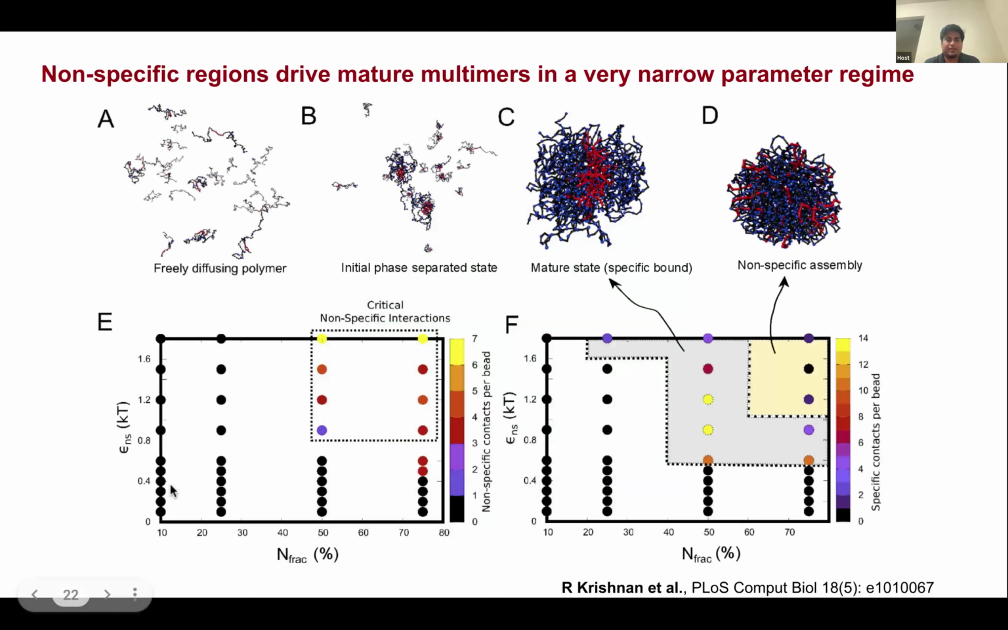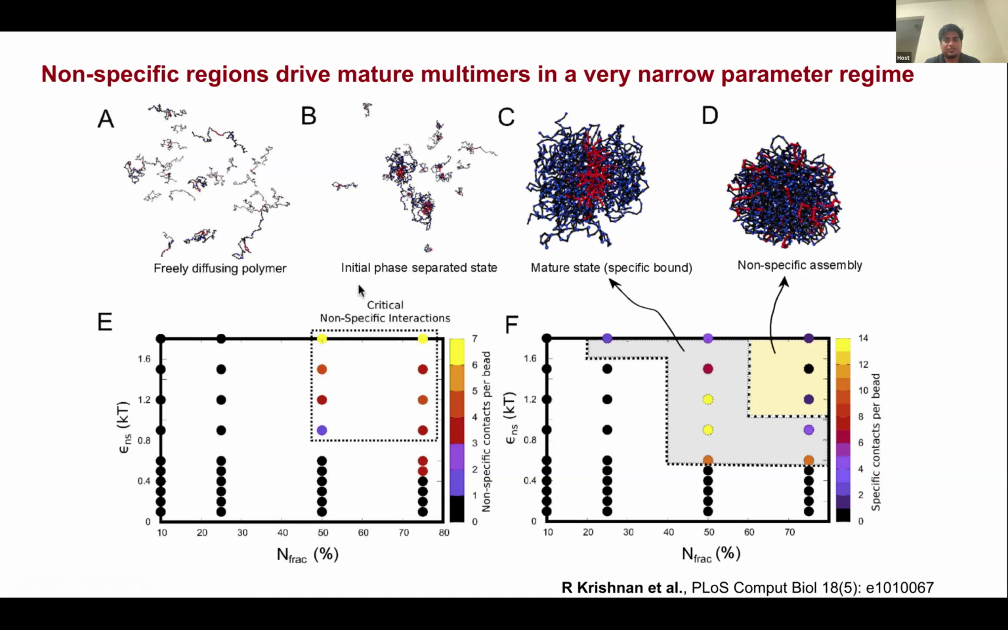So we varied the percentage of non-specific interaction beads and the non-specific interaction, but we fixed the specific interaction to 1.2 kT, and we observed a similar result. In this box, this quantity is non-specific contacts per bead, which again says whether the cluster is formed or not. We can see that at least 50% non-specific interacting beads are required, and a value of 0.8 kT of non-specific interaction is required for the proteins to phase separate and form clusters.